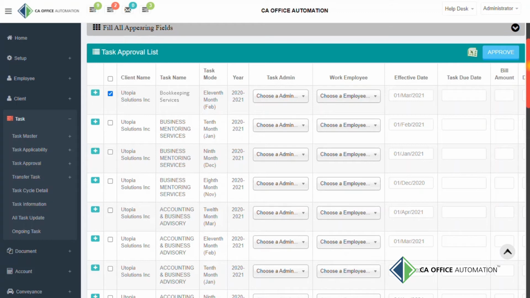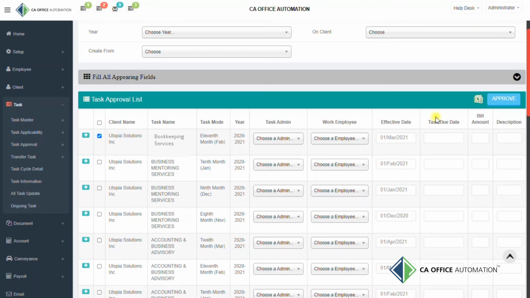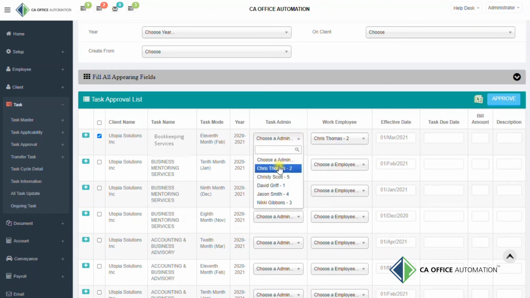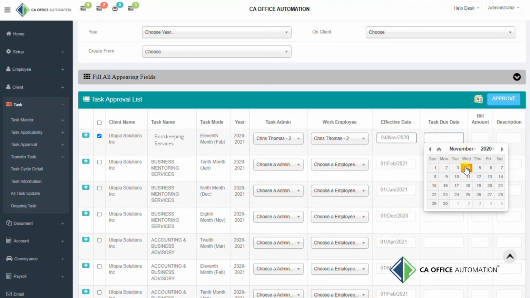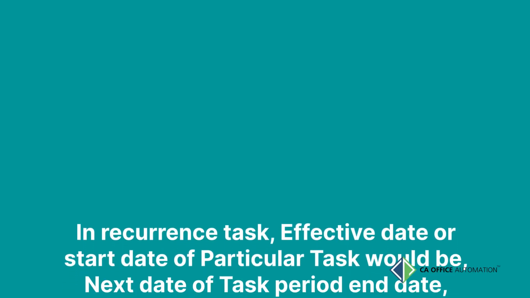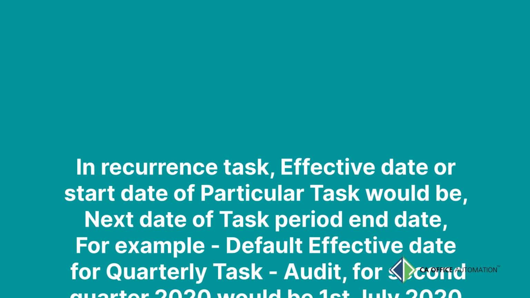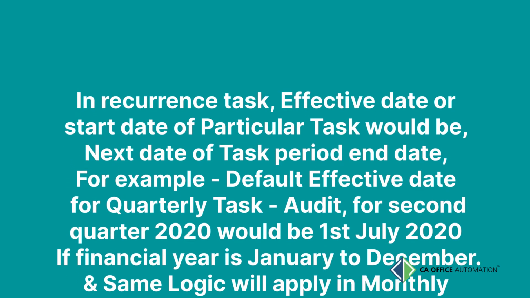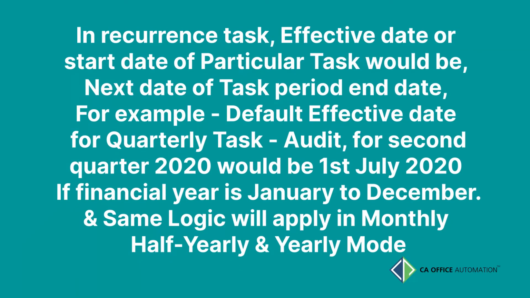At the time of approval, you can allocate tasks to a particular employee, choose a task admin, effective date, due date, and bill amount as well. In a recurrence task, the effective date or start date of a particular task would be the next date after the task period end date. For example, the default effective date for a quarterly task audit for second quarter 2020 would be 1st July 2020 if the financial year is January to December. And the same logic will apply in monthly, half-yearly and yearly modes.